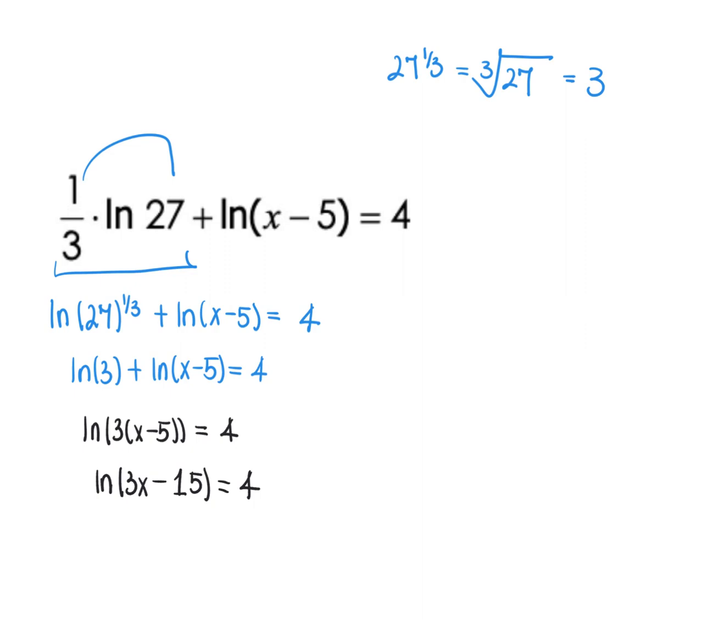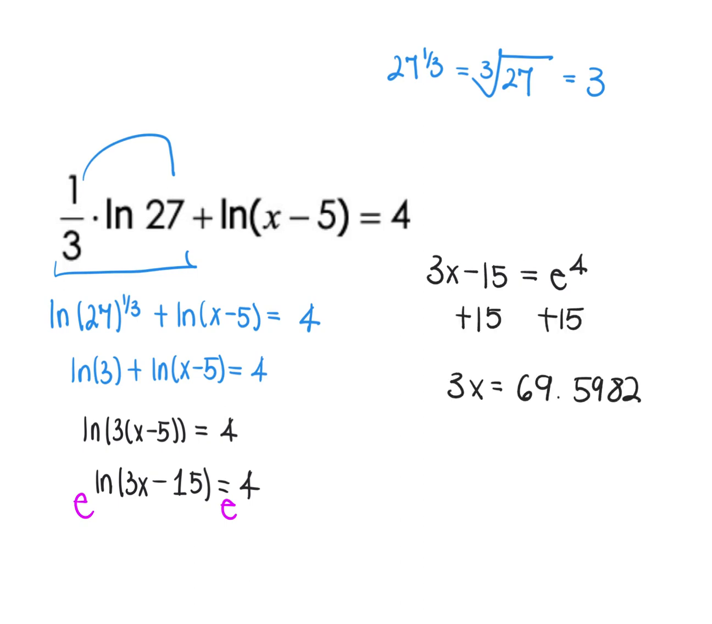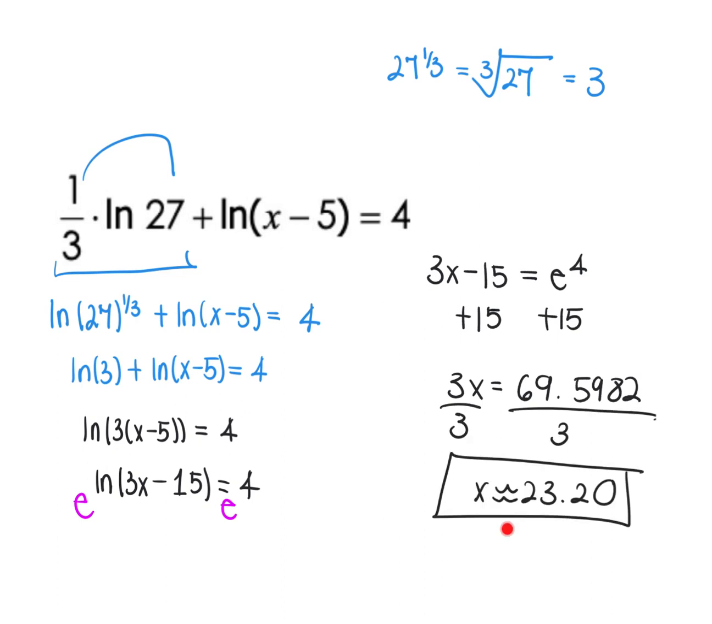And then to cancel ln, we take e to both sides. So we have 3x minus 15 equals e to the 4th. We can add 15 to both sides. So we'll have 3x equals e to the 4th plus 15. If you put that in your calculator, you'll get 69.5982. Then you'll get for an answer that x is about 23.2.